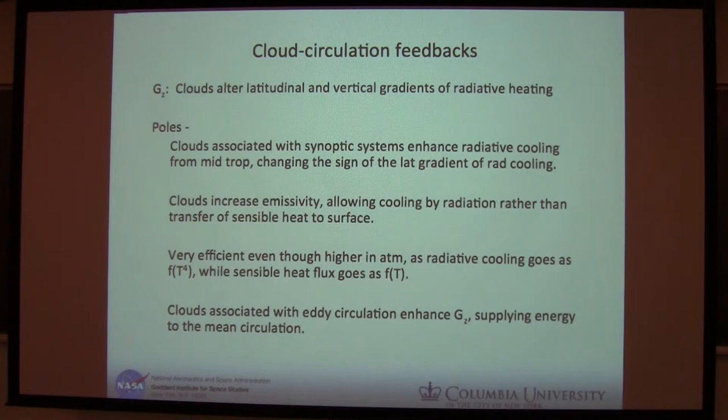Even though we're moving the cooling from the lower troposphere, which is normally where we would expect to have the greatest effect, radiative cooling is a more powerful means of cooling than sensible heat loss because it goes as much as T to the 4 as opposed to T. So clouds allow very efficient radiative cooling at the poles. And here we're seeing this sort of indirect connection between the eddy circulation and the mean circulation. Clouds associated with the eddy circulation, the presence or absence of storms at the poles, enhance GZ, which supplies energy to the mean circulation. So not a direct feedback as in the tropics.